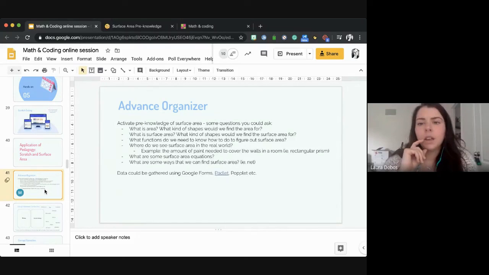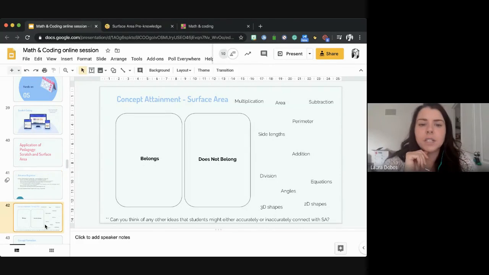Mm-hmm. Yeah, and in addition to these questions, you could ask questions about Scratch because that's also relevant in this activity that we're doing. So have you used Scratch before? What do you know about Scratch? It doesn't necessarily have to be just about surface area.